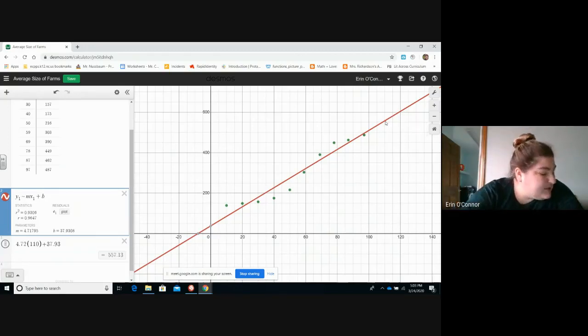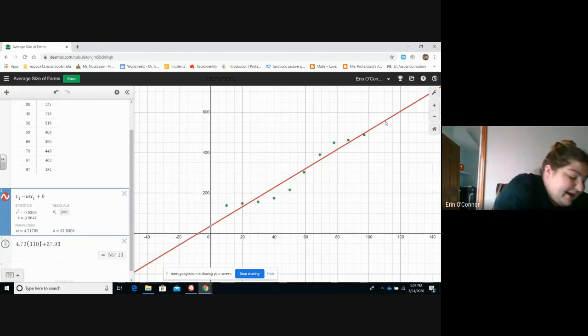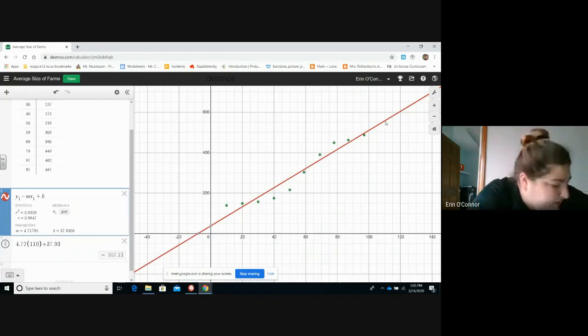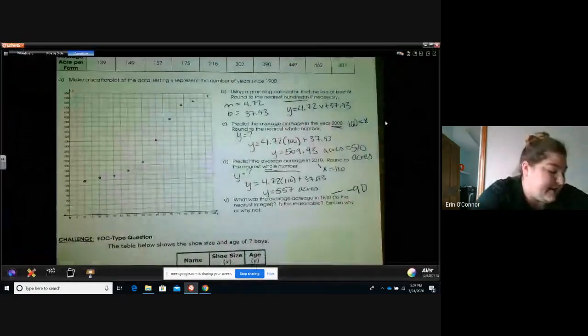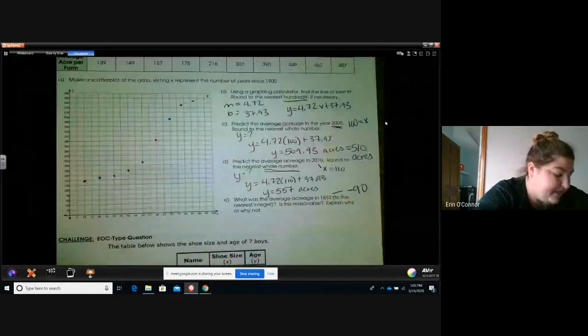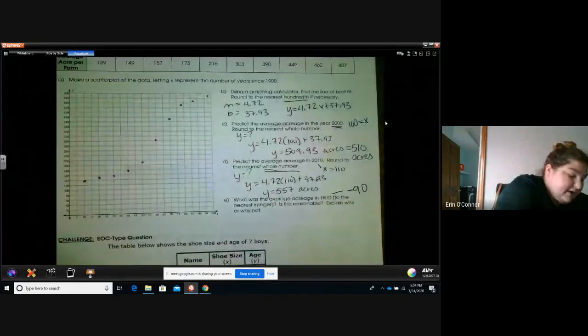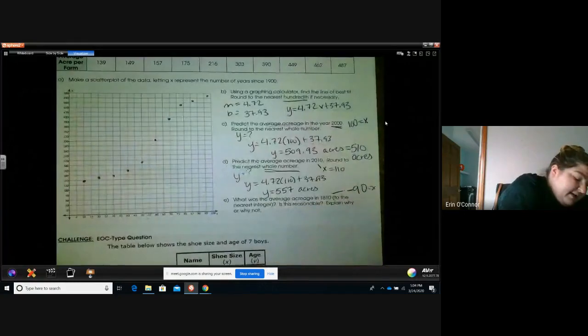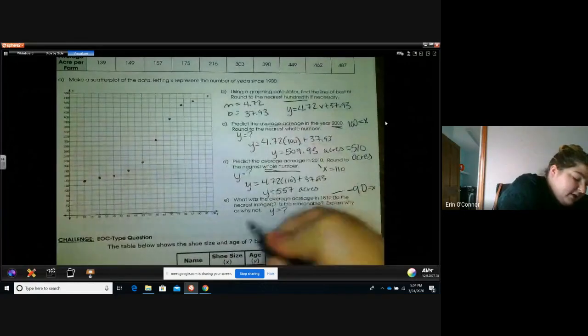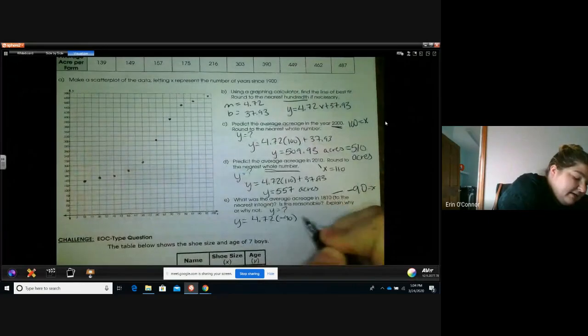All right, last one. What was the average acreage in 1810 to the nearest integer? So 1810, how many years from 1900 is 1810? Well, it's negative 90 years because it's 90 years before 1900. Is this reasonable? Explain why or why not. Well, let's see. This is going to be my x, negative 90, and I'm going to find y. So y equals 4.72 times negative 90 plus 37.93.